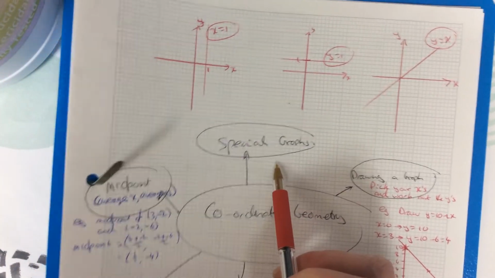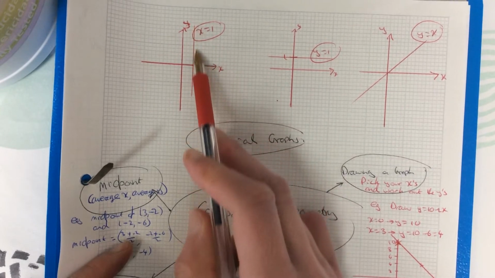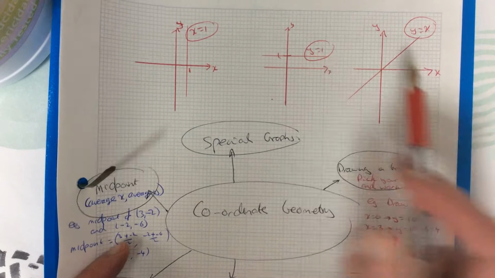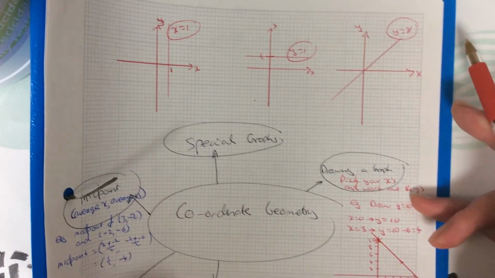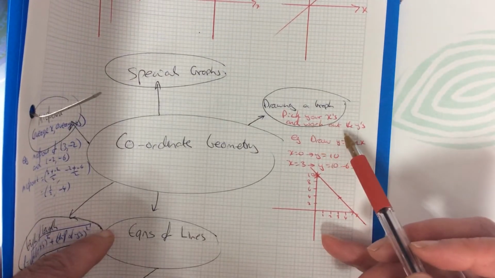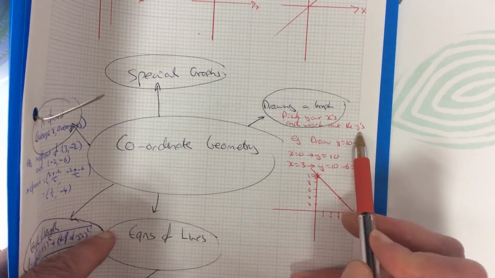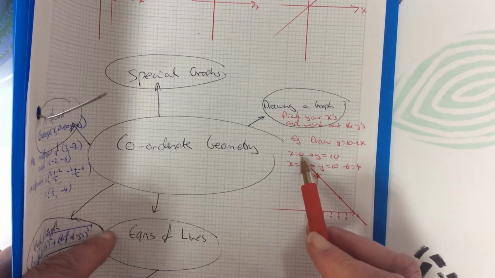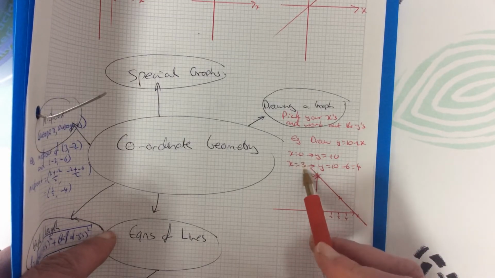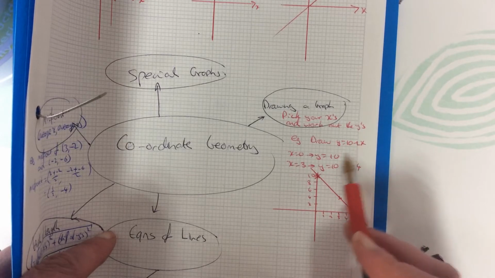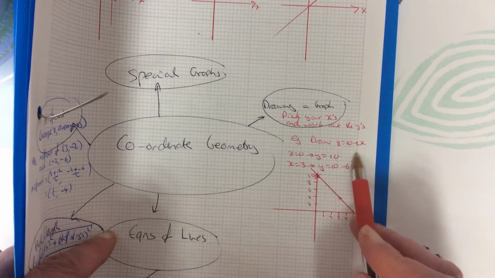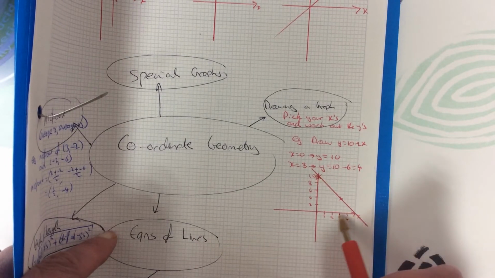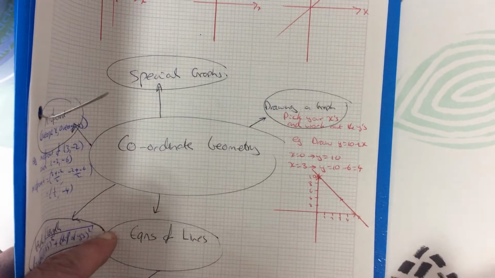Then we have at the very top here special graphs. x equals 1 goes through the x-axis at 1. y equals 1 goes through the y-axis at 1. And y equals x is a diagonal line. If you have to draw a graph, you pick your x's and work out the y's. So if I wanted to draw the graph y equals 10 minus 2x, I pick a couple of x's. So I picked 0 and 3, put them in. So it's 10 minus 0 is 10, and putting in 3, 10 minus 6 is 4. So when x is 0, y is 10, and when x is 3, y is 4, and just plot it up.